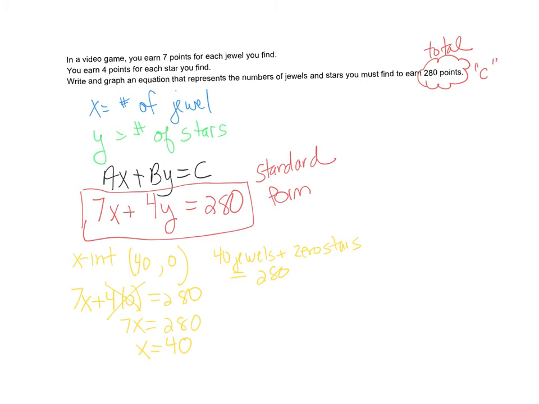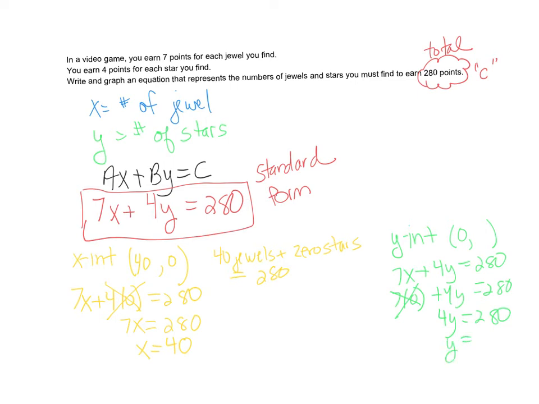If I would then go ahead and look at my y-intercept, remember that the y-intercept is the value of y when x is equal to 0. I would take my equation, 7x plus 4y equals 280, and in place of the x, I'm going to put in a 0. This would be gone. 4y equals 280. If I divide both sides by 4, y will equal 70.